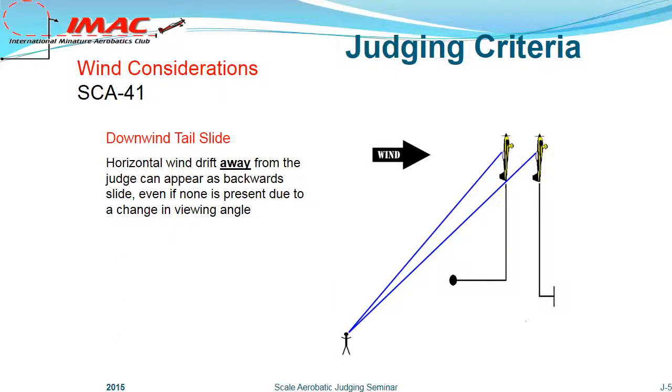Judges need to take the wind drift into account when observing the aircraft backward movement during the slide. If the wind causes the aircraft to drift away from the judge's viewpoint, the aircraft will appear to be sliding backward because of the change in the angle at which the aircraft is viewed.